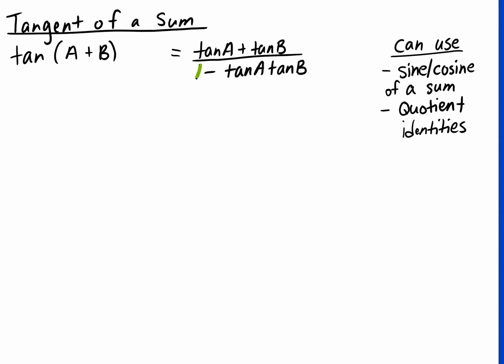All right, so we already looked at the derivations of the cosine of a sum and difference and the sine of sum and difference. This video will take a look at the tangent of sum and difference, and now we can use the identities that we have previously proved. So we can use sine and cosine of a sum, and then the quotient identities.